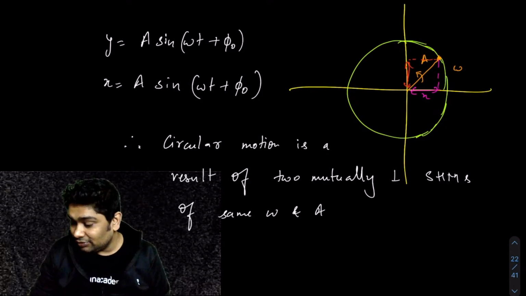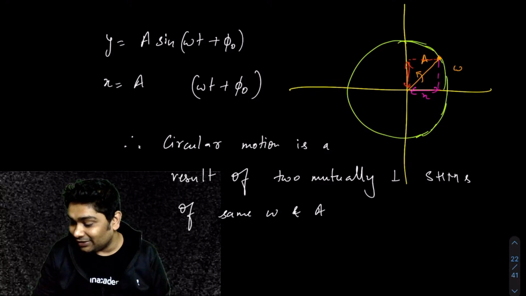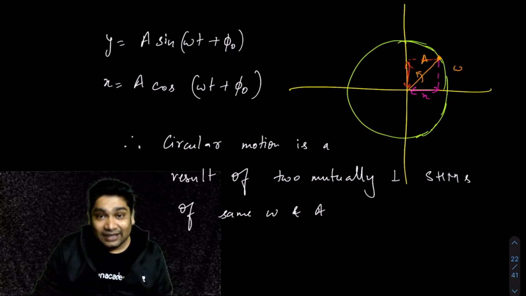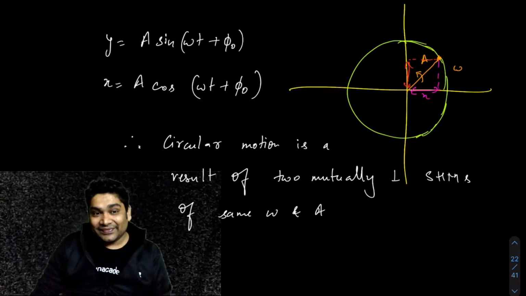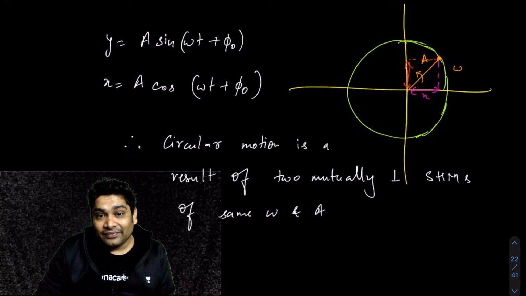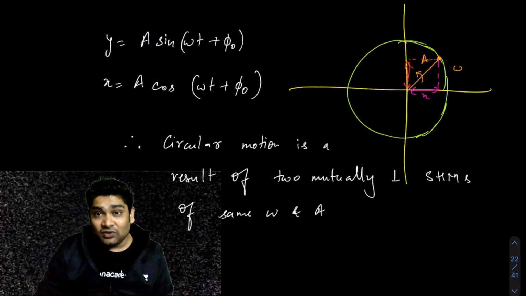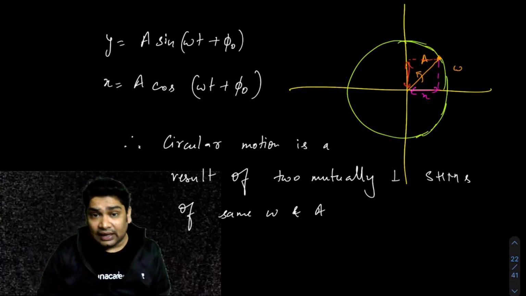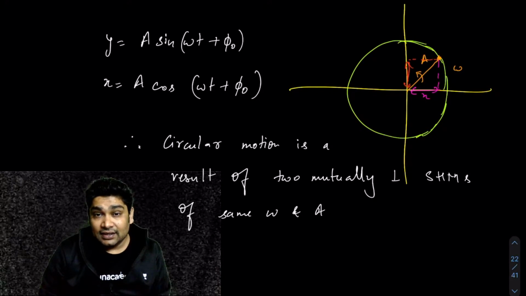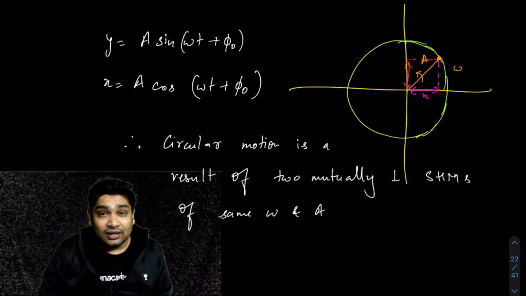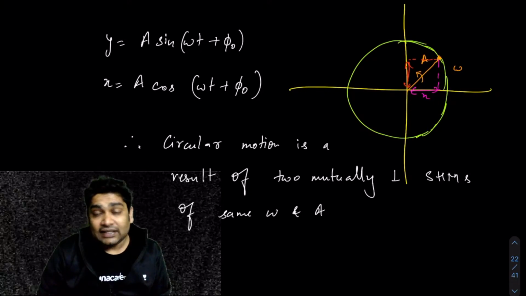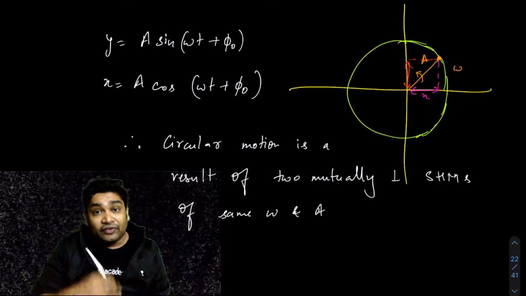Sorry, here I had to write cos. Now it's fine. So this is also an SHM. Okay, so that is what I can say. So it is very similar to that. Similarly, I can say that elliptical motion would be a result of two SHMs, one in X and one in Y, both of different amplitudes now.